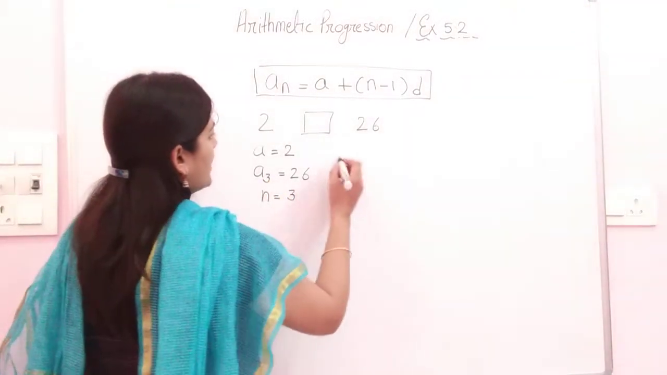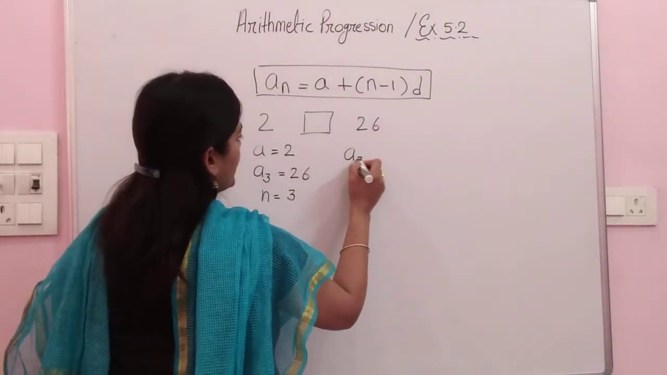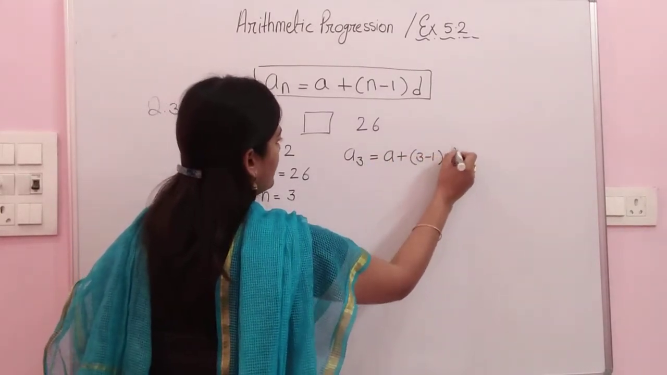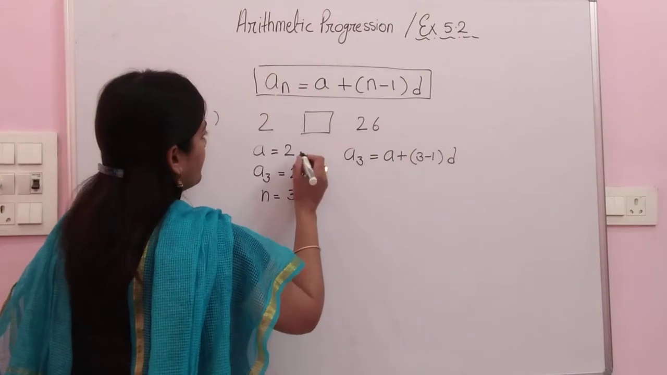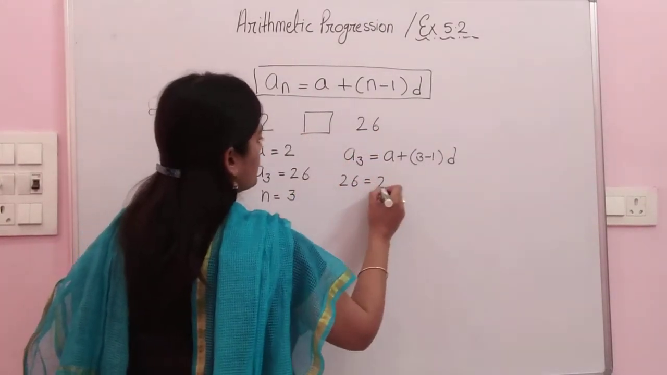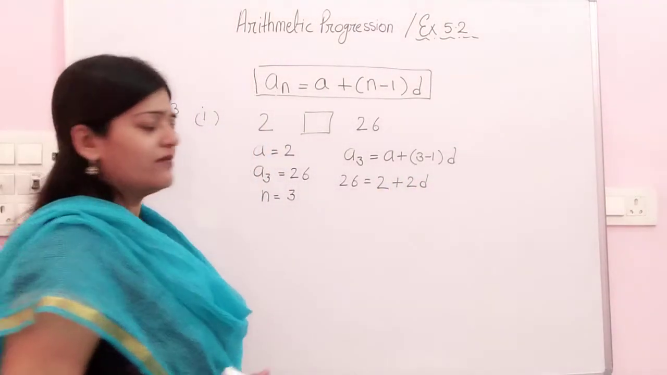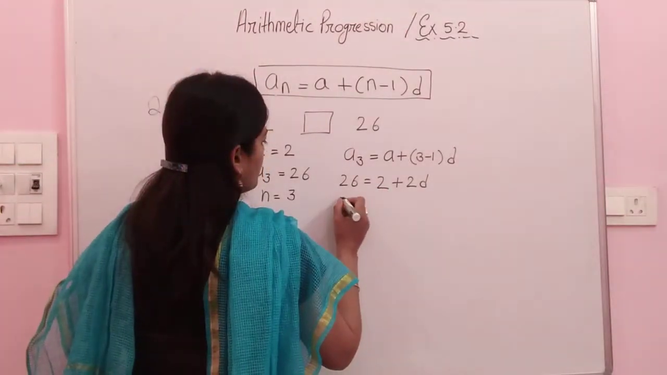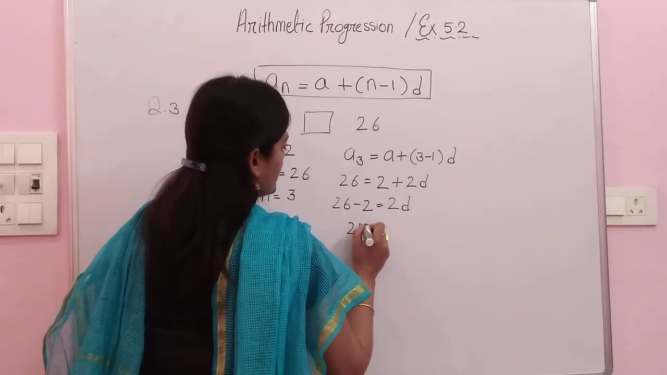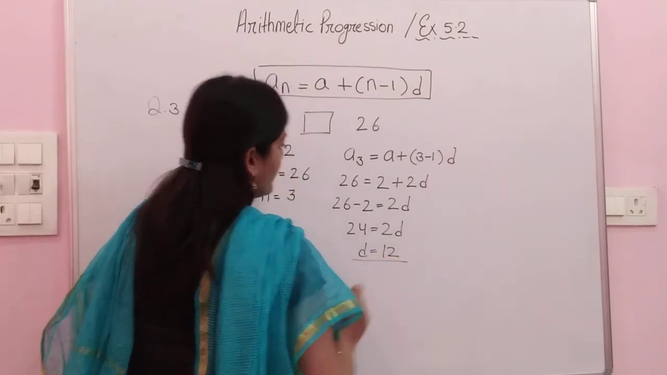Now we make an expression using these terms. What would be the expression? A3 is A plus 3 minus 1 times D. Put the value of A3, which is 26. The value of A is 2, plus 2 multiplied by D, because we don't know the value of D here. Transpose 2 from this side to this side. 2D is equal to 24 and D is equal to 12. This is your value of D.